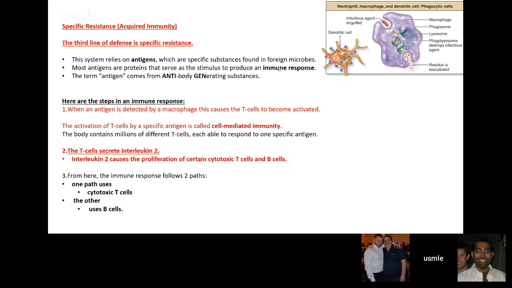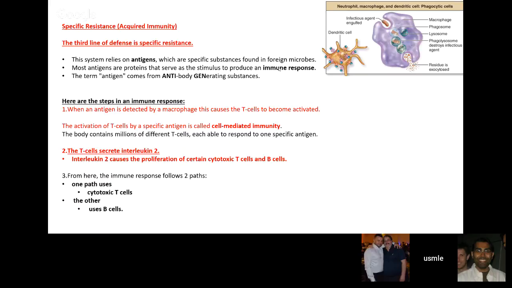Specific resistance. This is what you call the acquired immunity. These are the third line of defense, which is the antigen and antibodies that are going to be regenerated. And so, how it's going to happen is when the antigen is detected by macrophage, this is going to cause the T cells to become activated. Once they're activated by specific antigen, this is what you call cell-mediated immunity.